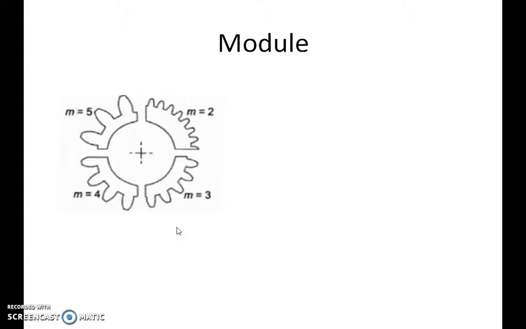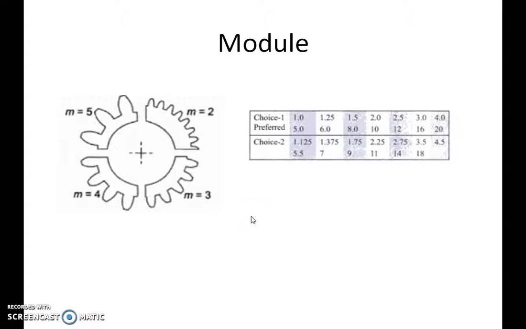Gear design means to find out the module. For module, say, the examples are shown. m equals 3 millimeter, 4 millimeter, 5 millimeter. This is how the proportion depends on module, as shown by the sketch.